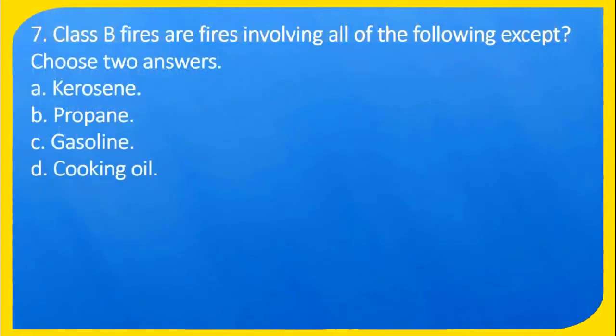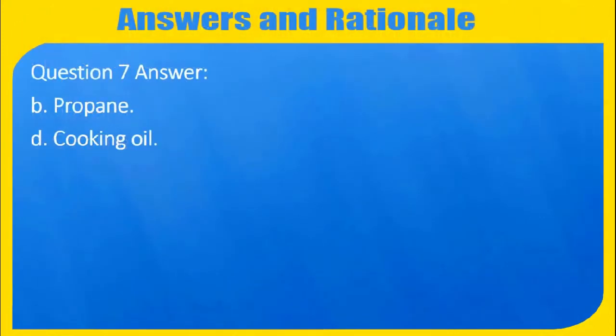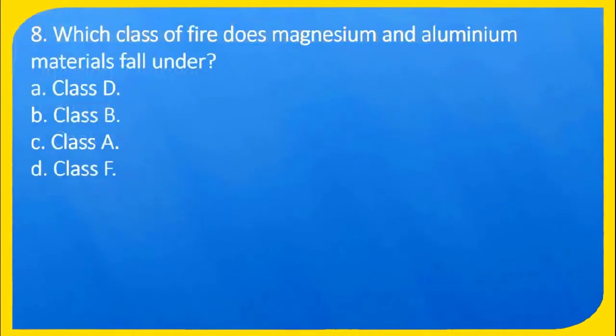Question 7. Class B fires are fires involving all of the following except. Choose 2 answers. A. Kerosene. B. Propane. C. Gasoline. D. Cooking oil. Question 7 Answer B. Propane. D. Cooking oil.